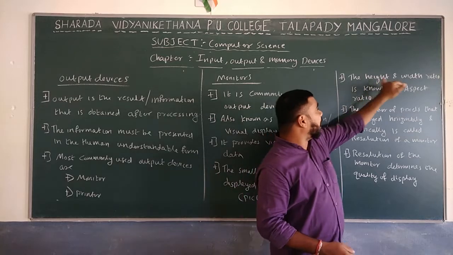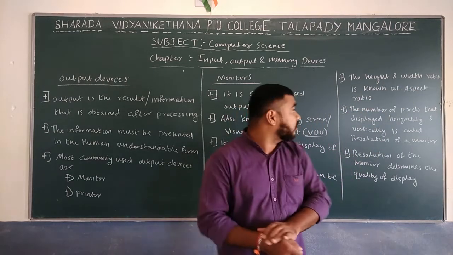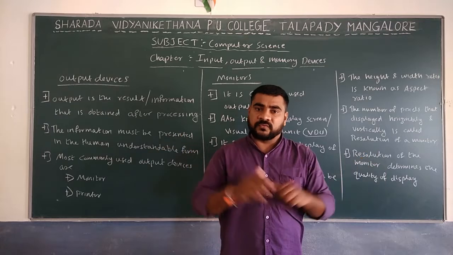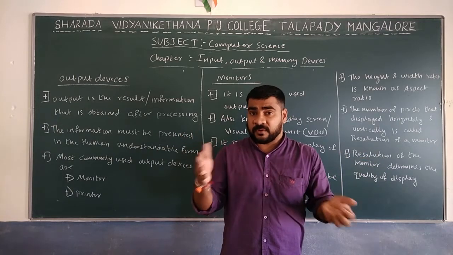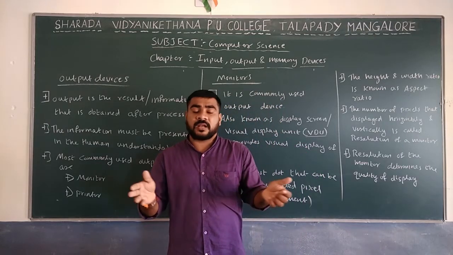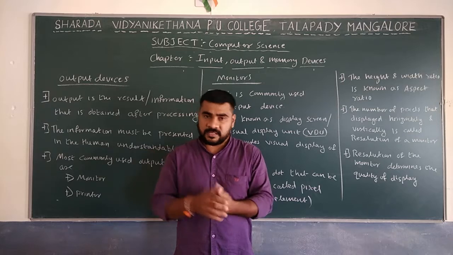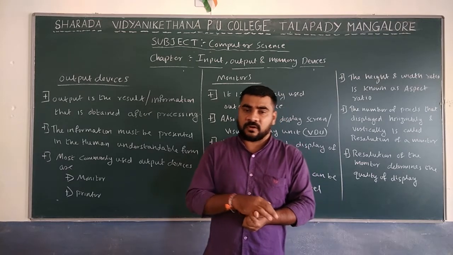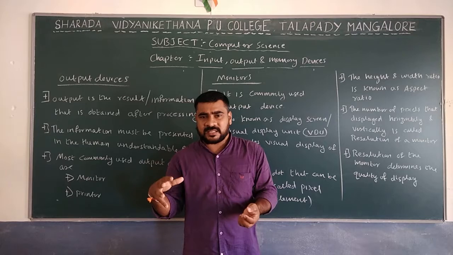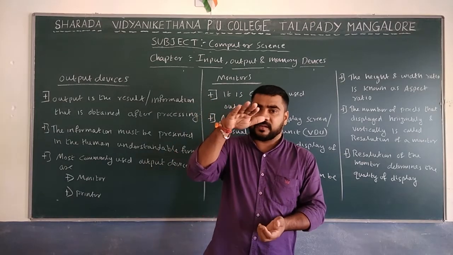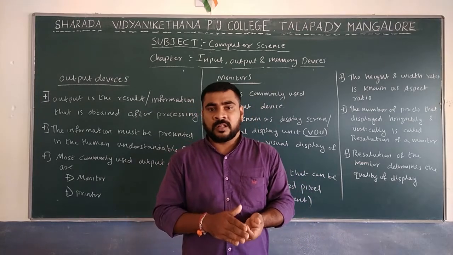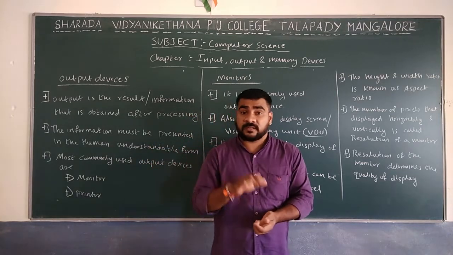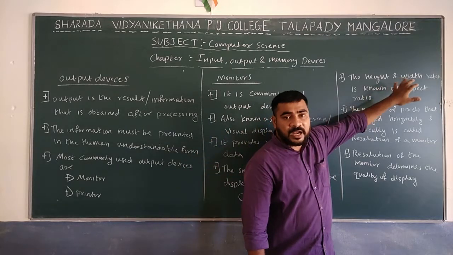Then the height and width. The ratio of height and width is known as the aspect ratio. On a screen there is one height and one width. Different monitors, and different TVs, do not all have the same height and width. Normally it will be a 4 into 3 ratio for display units, but some devices have a different display height and width. The height and width ratio is known as the aspect ratio.